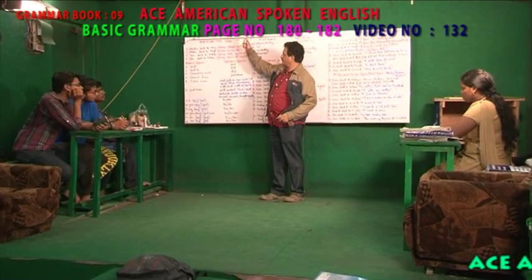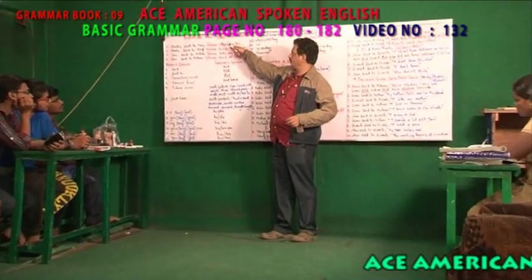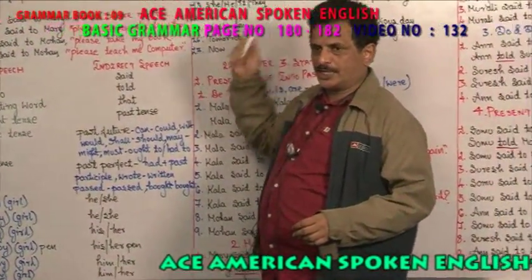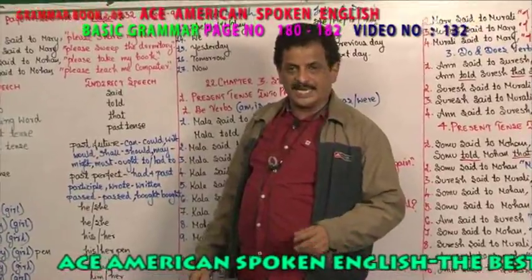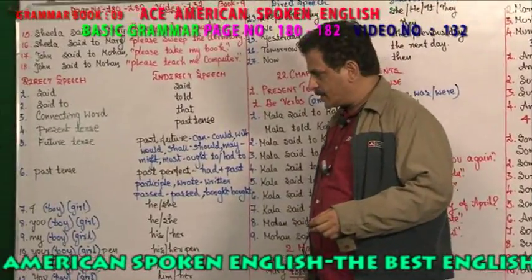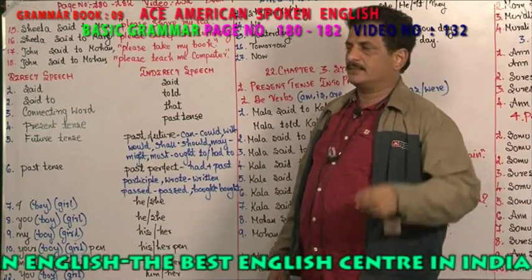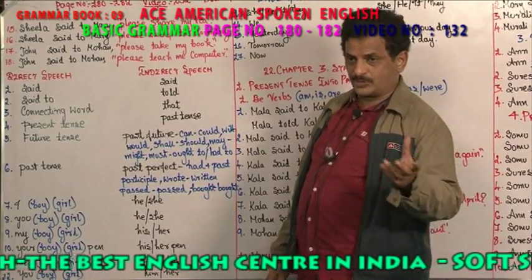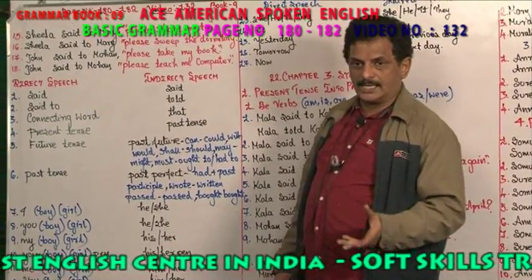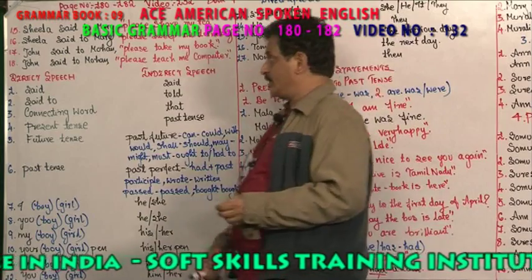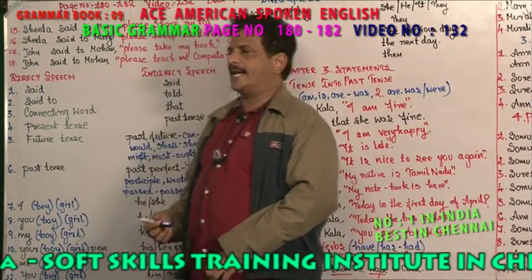Take your book. We have come here to page number 180 to 182. Video number 132: direct speech and indirect speech. What I tell you, the exact quotation, is called direct speech. What I quote and you go and tell somebody, "Sir said that he would come the next day." Say, "I'll come tomorrow." You go and say, "Sir told that he would come the next day." So that is called indirect speech.